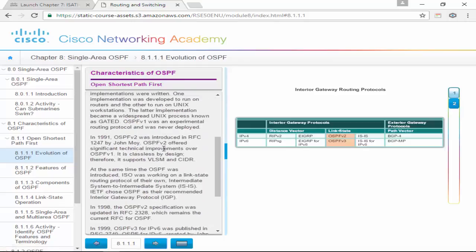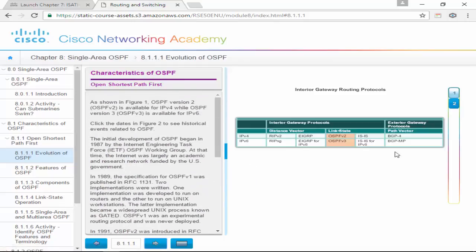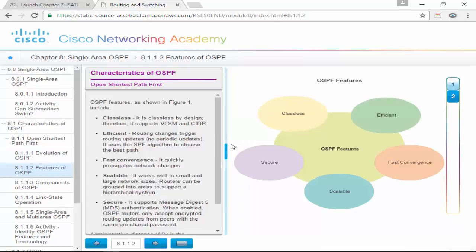So, evolution of OSPF happened over time, right? Our current ones that we're using are OSPF version 2 and OSPF version 3. Features of OSPF. It's classless, right? So remember we had classful with RIP version 1. OSPF is always classless. Some of these can be classful or classless. We always put in the subnet mask, and it's always transported in the routing update of OSPF.